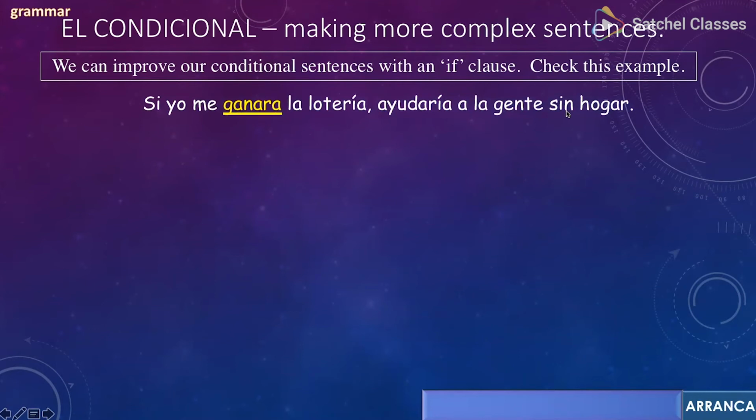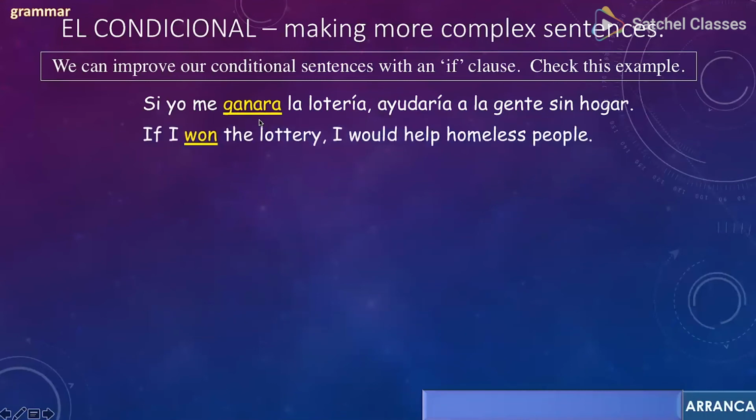So look at that sentence. It's very long. We have lots of things, but in actual fact, we have two sentences in one. We have one sentence, which is the conditional one, and then we have something that is followed by an if clause or a si clause. Now, this in Spanish means, if I won the lottery, I would help homeless people. So notice how that one in Spanish is very interesting. It has a very strange conjugation or kind of a structure.